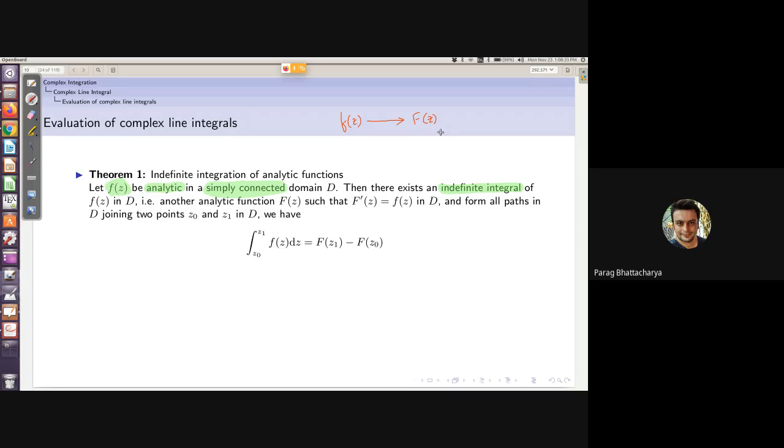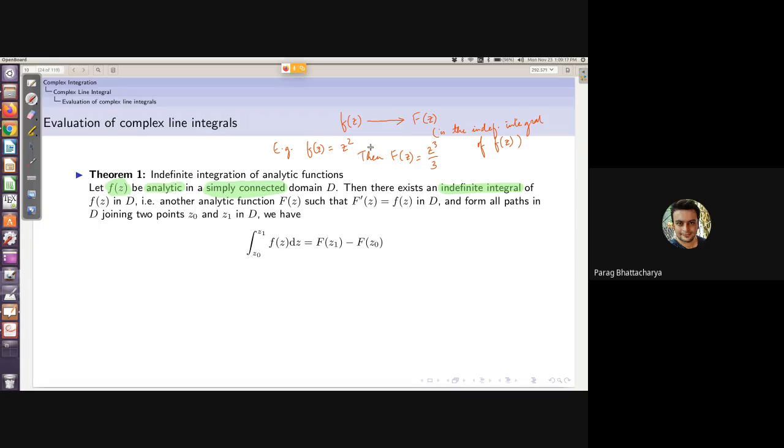This capital F of z is the indefinite integral of f of z. As an example, let us say f of z is equal to z square. If f of z is equal to z square, then what is capital F of z? Capital F of z will be the indefinite integral. So what is the indefinite integral of z square? The indefinite integral of z square is z cube by 3.